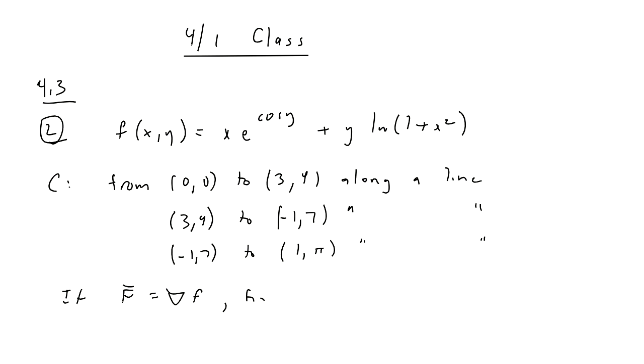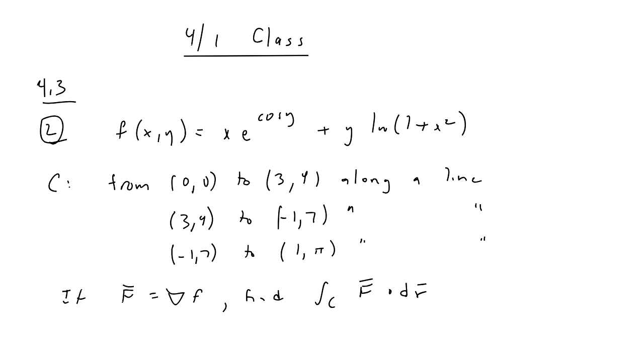So this first one is kind of the reminder of what we're getting from this section. So here you're given an F, and you're given a curve that goes from 0, 0 to 3, 4 along a line segment, and then from 3, 4 to negative 1, 7 along a line segment, and then from negative 1, 7 to 1, pi along a line segment. The submission should end fairly soon, but still a few minutes.